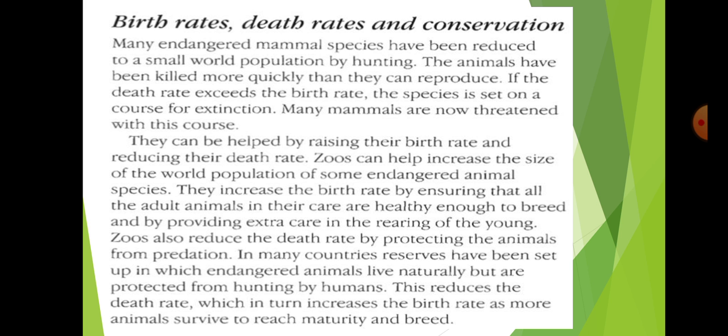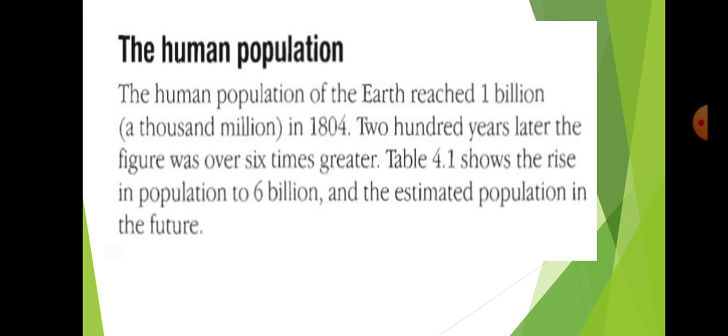In many countries, reserves have been set up in which endangered animals live naturally but are protected from hunting by humans. This reduces their death rate, which in turn increases the birth rate as more animals survive to reach maturity and breed. The human population.